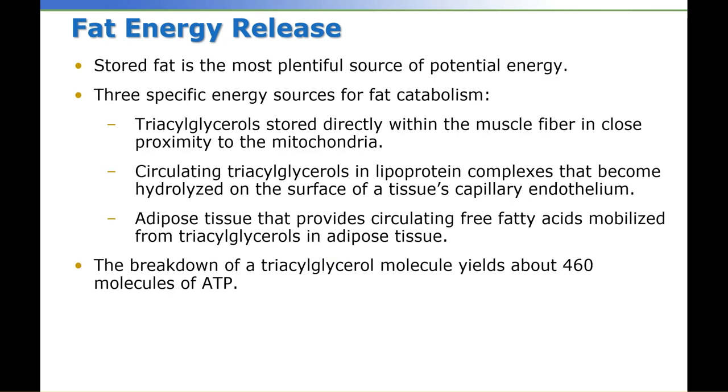Fat energy release. Stored fat's the most plentiful source of potential energy. 3 specific energy sources for fat catabolism. You have triacylglycerols stored directly within the muscle fiber in close proximity to the mitochondria. Circulating triacylglycerols in the lipoprotein complexes that become hydrolyzed on the surface of the tissue's capillary endothelium. Adipose tissue that provides circulating free fatty acids mobilized from triacylglycerols in adipose tissue. The breakdown of a triacylglycerol molecule yields about 460 molecules of ATP.